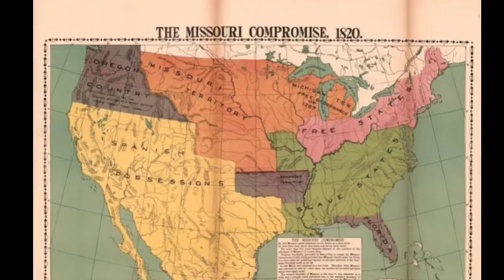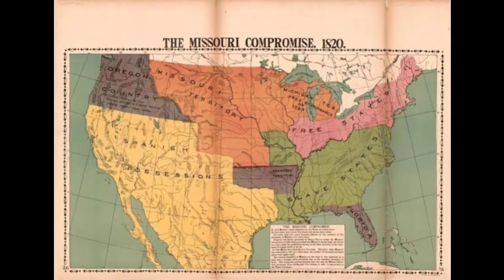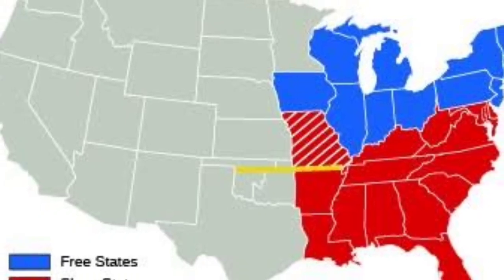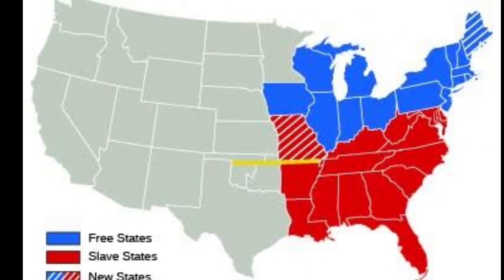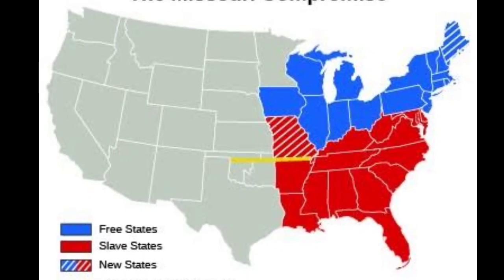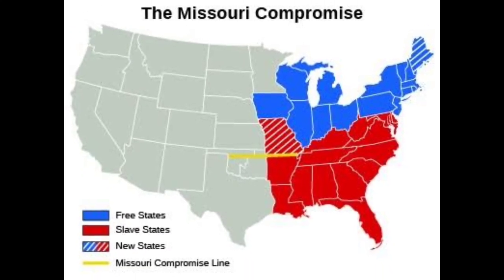By 1819, the United States consisted of 22 states, equally divided between free and slave states. The admission of Missouri, which applied for statehood as a slave state in 1819, threatened to tip the balance in favor of the slave states, leading to a heated debate in Congress.